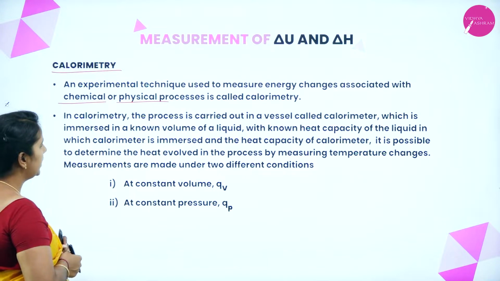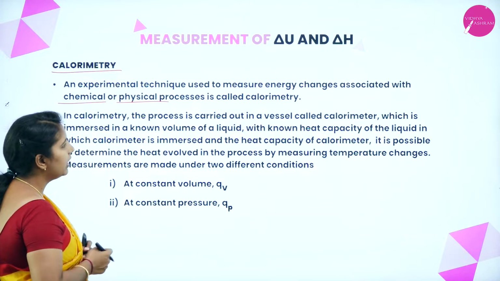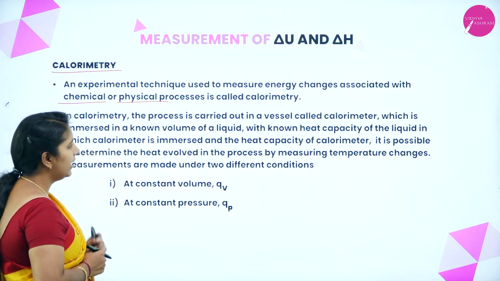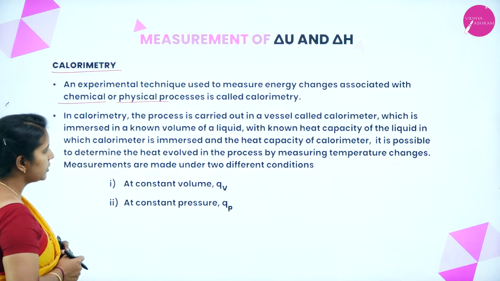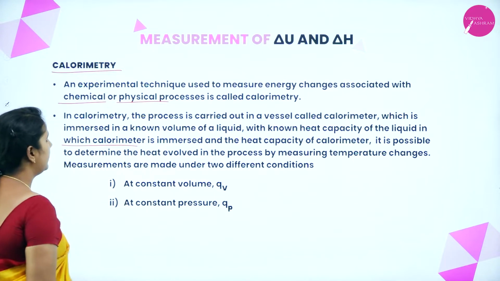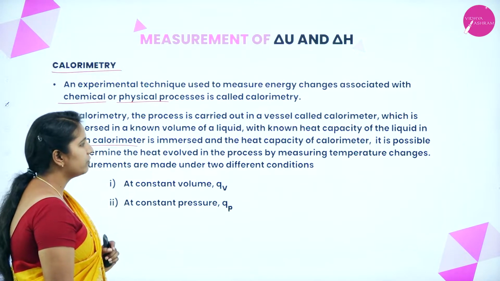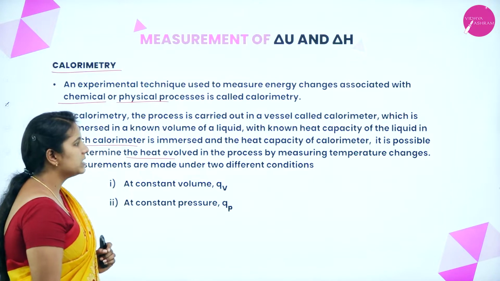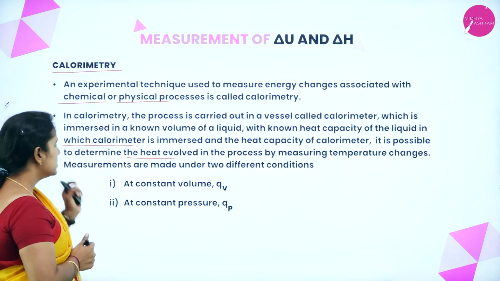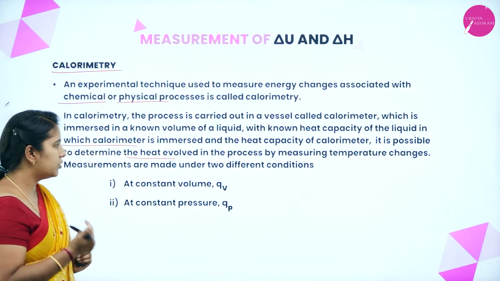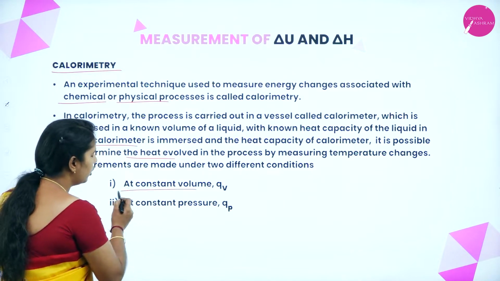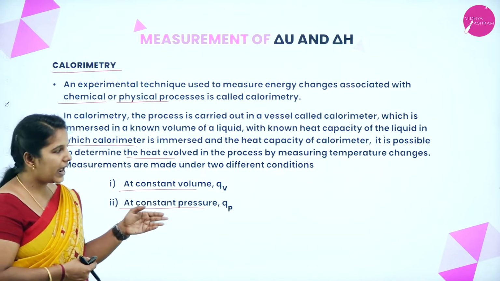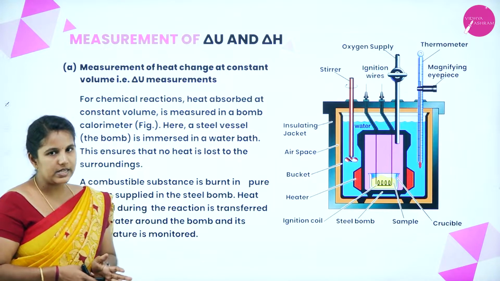In calorimetry, the process is carried out in a vessel called a calorimeter, which is immersed in a known volume of liquid with a known heat capacity. Knowing the heat capacity of the liquid and of the calorimeter, it is possible to determine the heat which has been evolved in the process by the change in temperature. The measurement will be made under two conditions: one at a constant volume as well as at a constant pressure. You will understand more about this by taking the bomb calorimeter as an example.